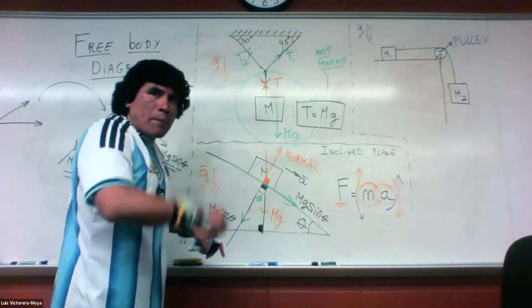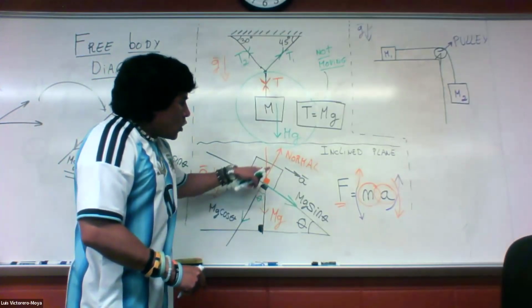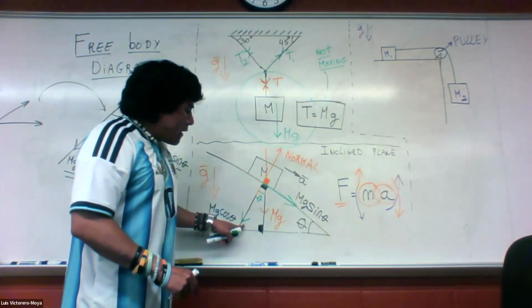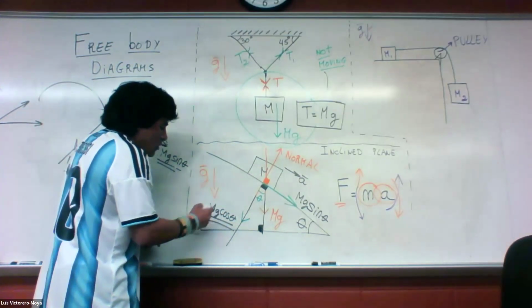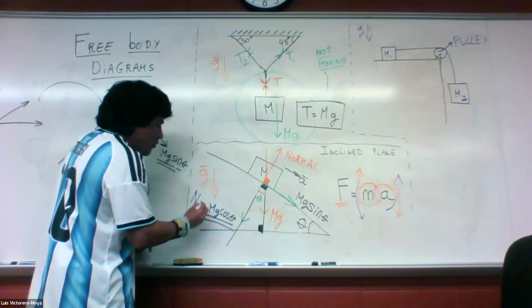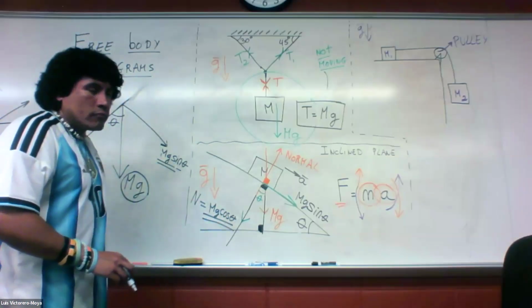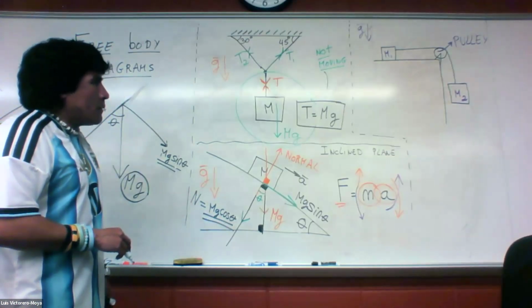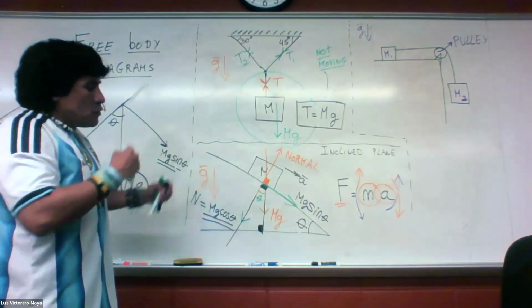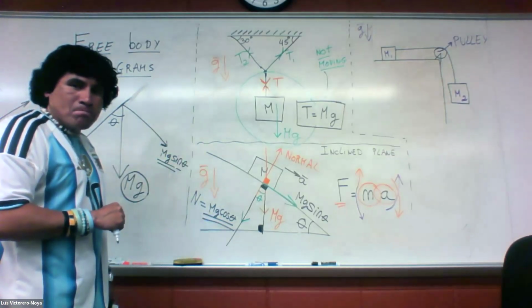The object is not moving up and down. So the normal is equal to whatever is going downwards, which is this. So mg cosine is basically the normal force. Don't worry, we're gonna do problems using this in a little bit. So that's one situation. So that's your free body diagram in an inclined plane.